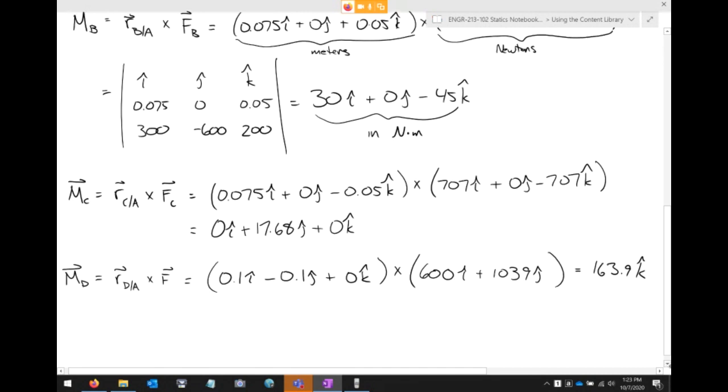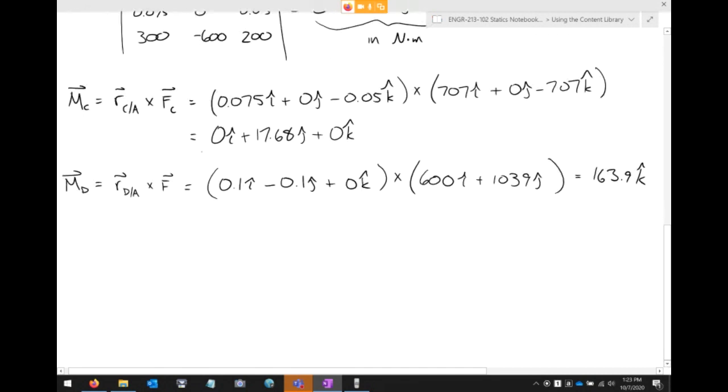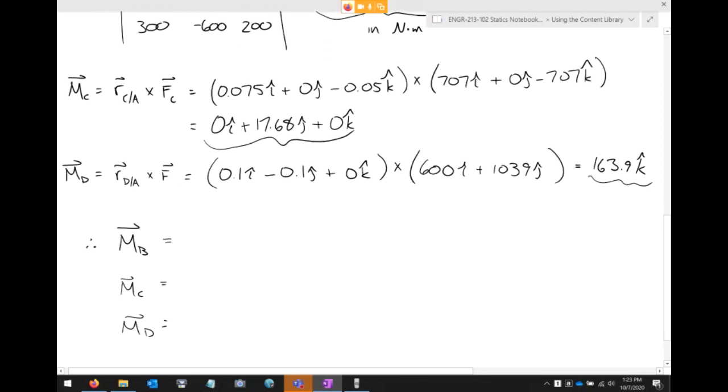Good deal, awesome. Okay, so got this one and this one. Maybe what I'll do is sort of do what I did before. I had an MB, an MC, and an MD, and maybe I'll write them out in order so I can see what's going on.